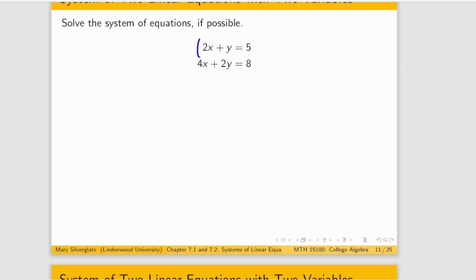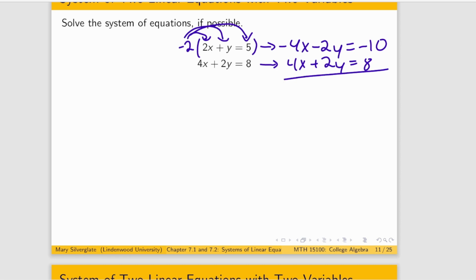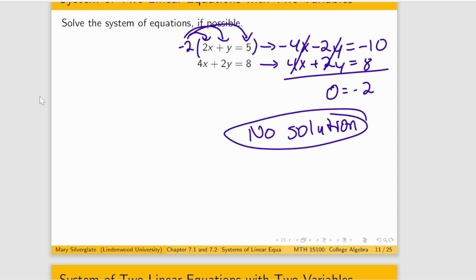So here, let's say I want to eliminate my x's this time. I believe I would multiply the first equation by negative 2 so that negative 4x plus 4x makes 0. So I distribute to all 3 terms. That gets us negative 4x minus 2y is equal to negative 10. And then I'm just going to rewrite the second equation. And here something special happens because negative 4x plus 4x is 0. Negative 2y plus 2y is 0. So I'm left with 0 equals negative 2. What type of situation is that? That's going to be no solution, because that's a statement that is just simply false and there are no x's left.